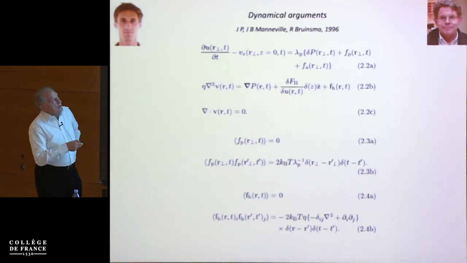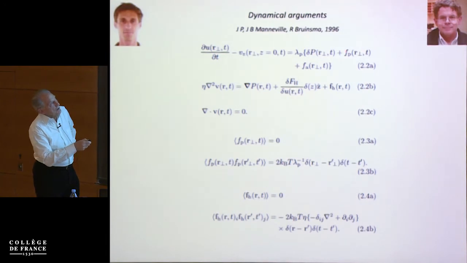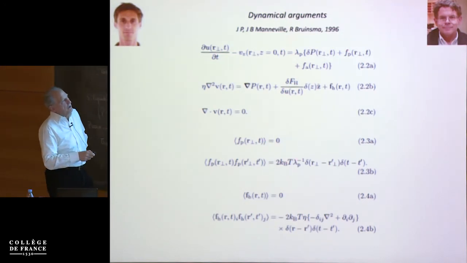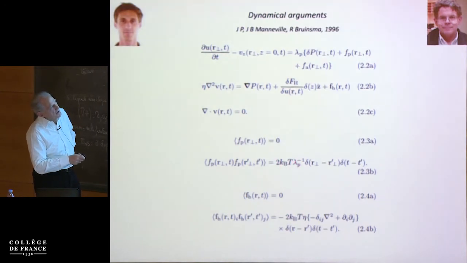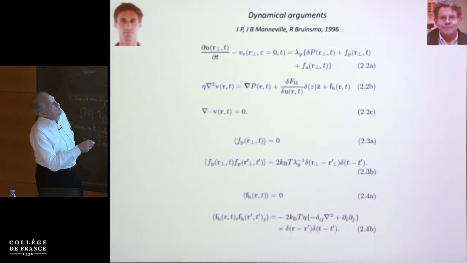The thermal fluctuating force due to permeation obeys something very similar to what we've done with the colloid. Now it's 1 over lambda_p rather than the friction coefficient that we had before. It's just because lambda_p is on the right side of the equation.